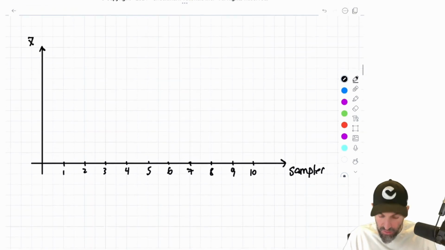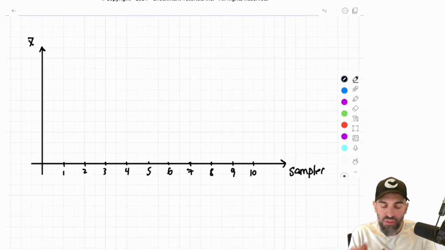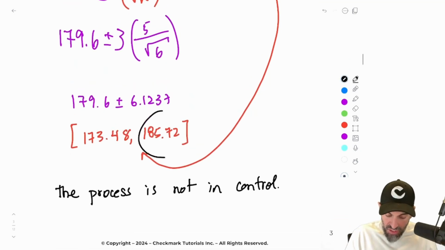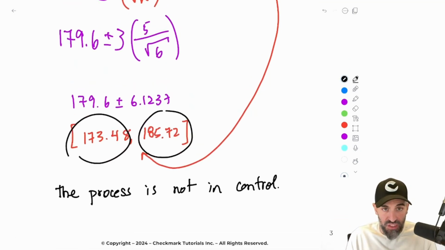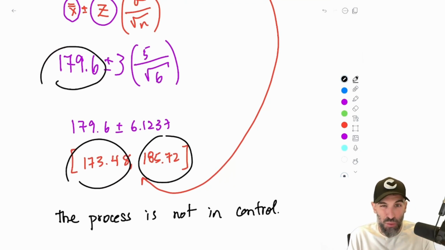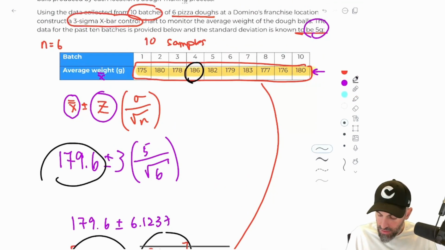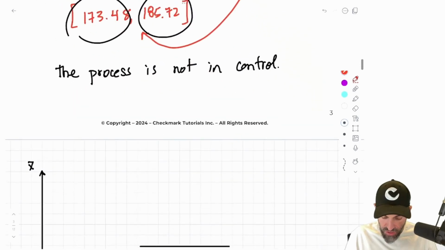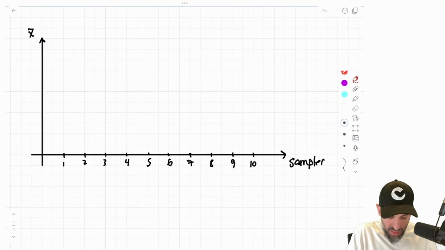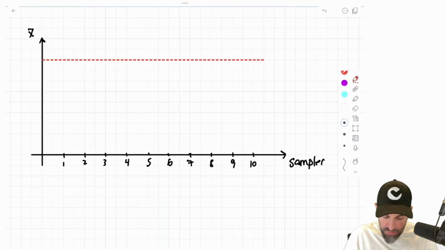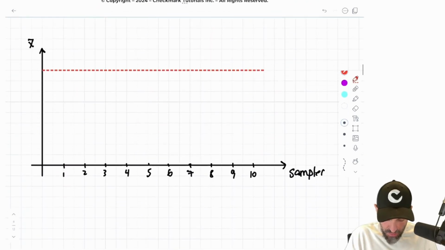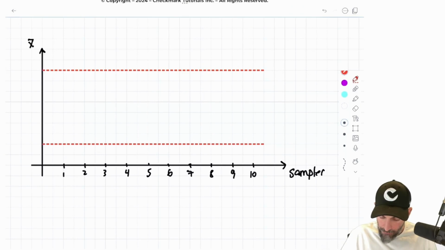Now you have 3 lines. You have your upper limit, which is 185.72. You have the lower limit, which is 173. You have the midpoint, which is the X-bar. Those are going to be your 3 horizontal lines. And you want to make sure that you're also able to fit all of your X-bars. Let's use red for the limits. So 185.72, put that up here. And 173.48, I'll just put that right here. I use green for my midpoint.